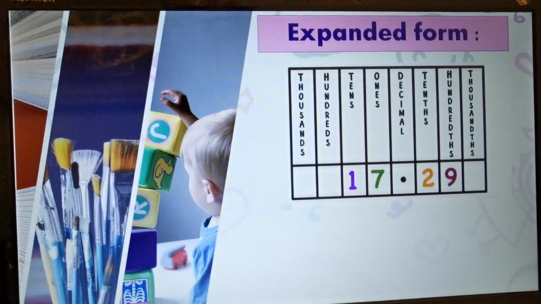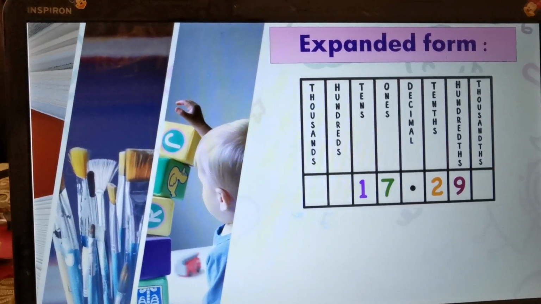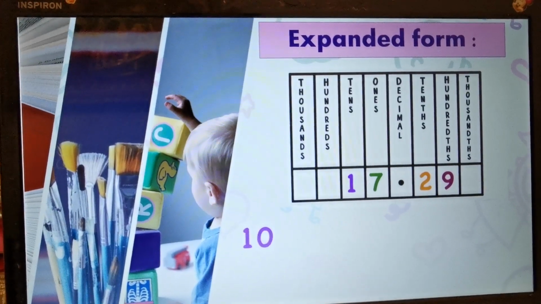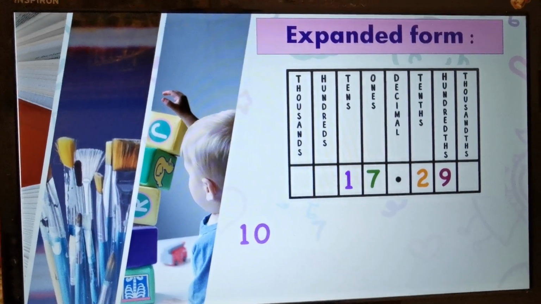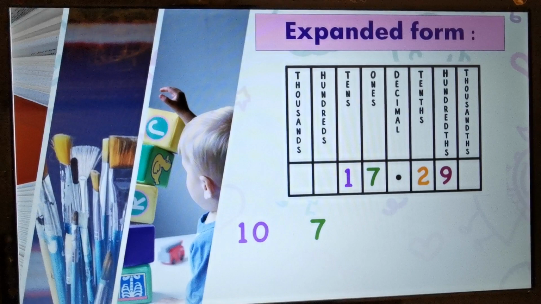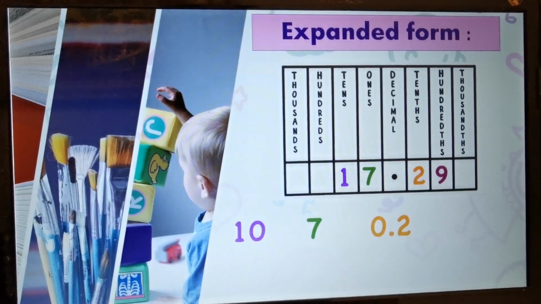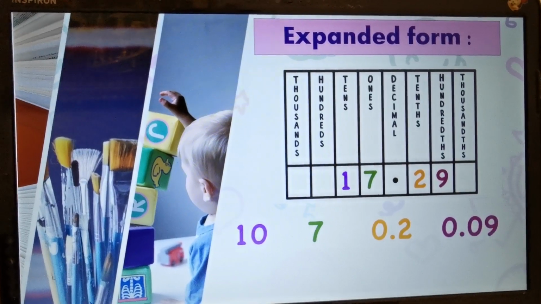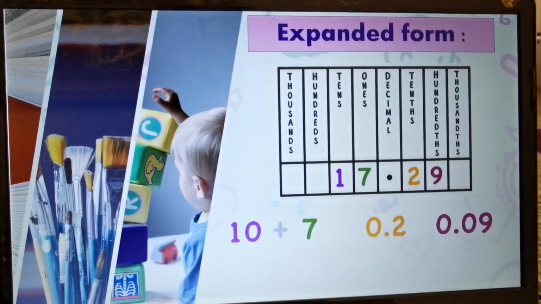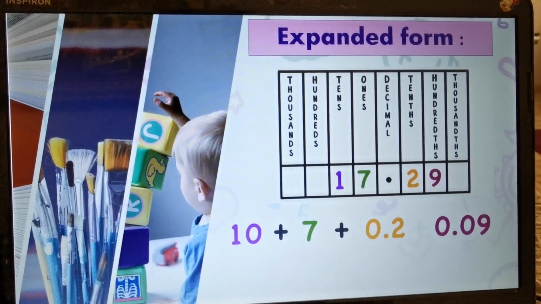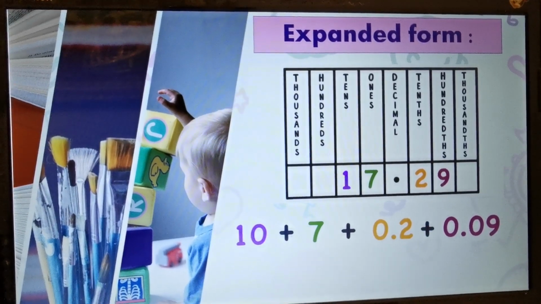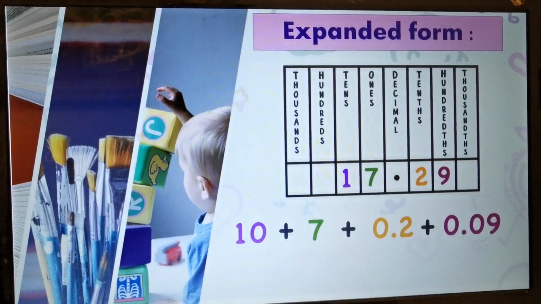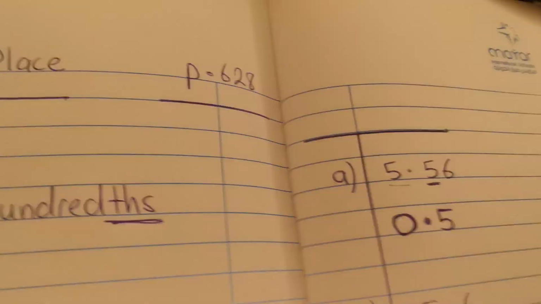Now, what do we mean by expanded form? Let's remember. The value for 1 is 10. The value for 7 is 7. The value of 2 is 2/10. The value of 9 is 9/100. Add them together. This is the expanded form. It's how we write the value for each digit in the number, then add them. Let's try these.